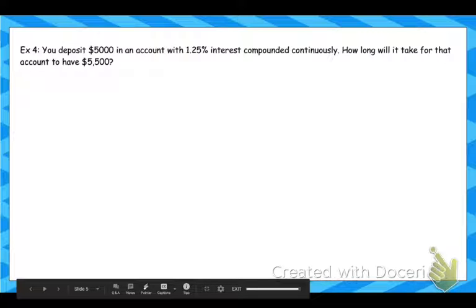So to set this up, I would do 5,500 equals 5,000 e to the 0.0125t. t is what I'm solving for. All right, so at this point, I'll divide by 5,000. That gives me 55 over 50.